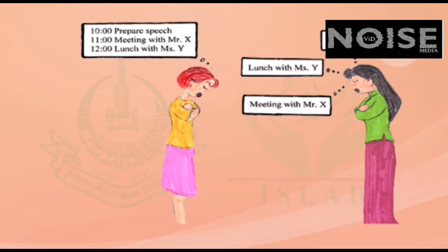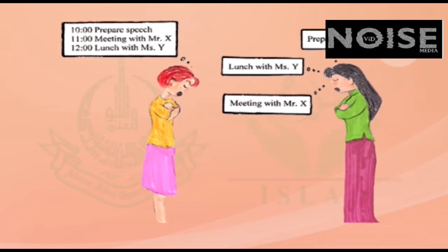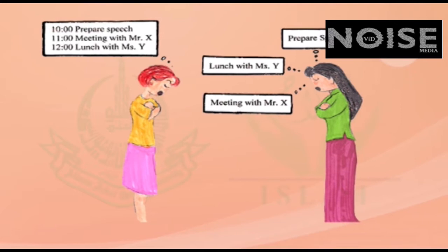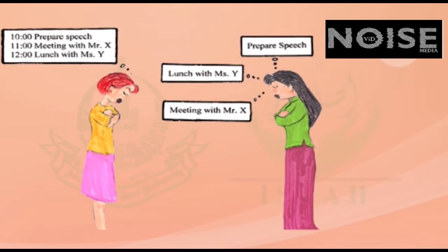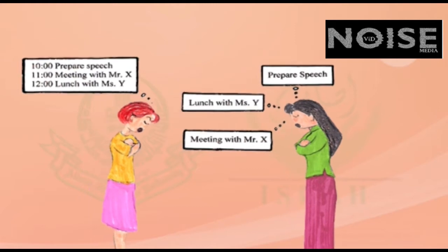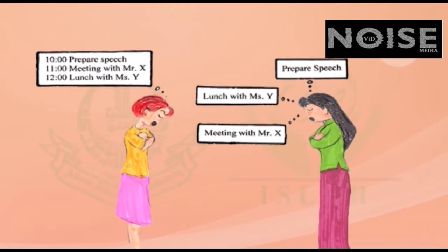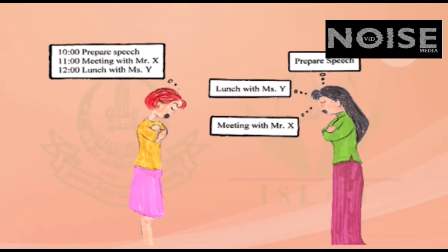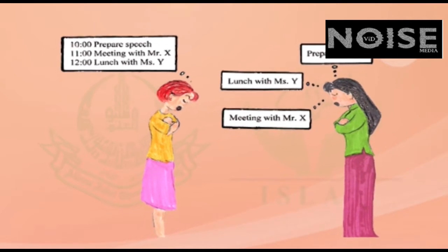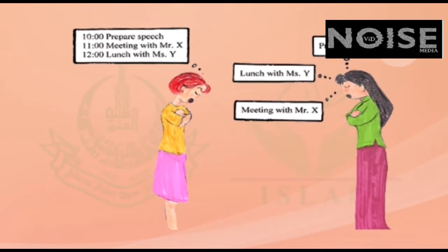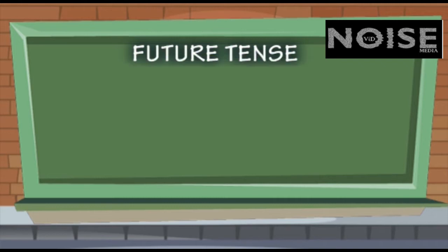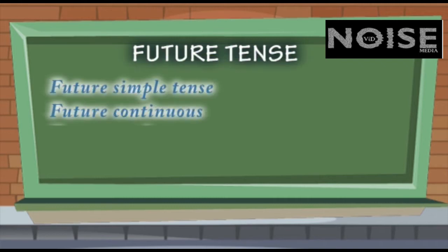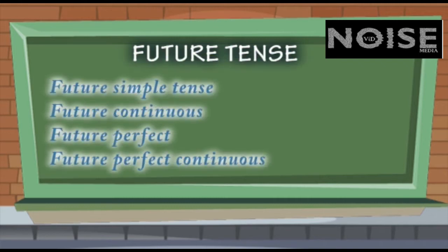Each day we use language and we talk about time. We say we did something, we will do something, we are going to do something. This simply means when we use language, we use time factor as well. This lecture is based on the future tense. Under this tense, we will be dealing with simple tense, continuous tense, perfect tense, and perfect continuous tense.